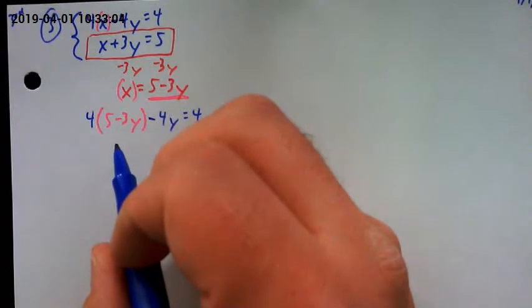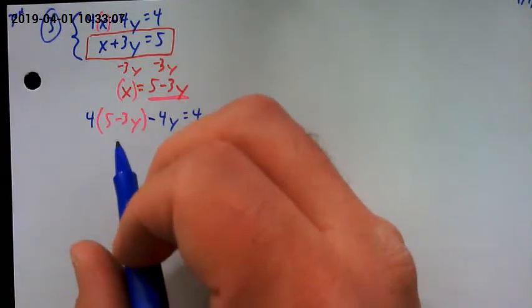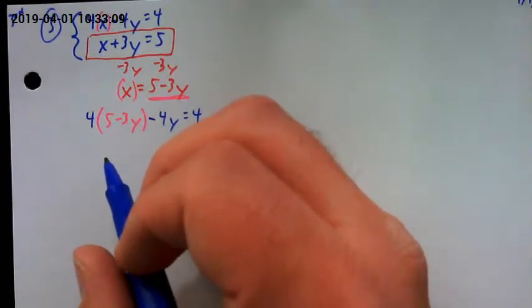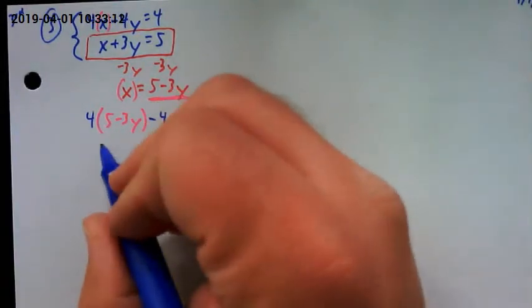Again, if you're stuck, it's pretty much just like the other one, so go back and look at it. You're probably going to have to distribute first, combine some like terms, and then start isolating your variable.